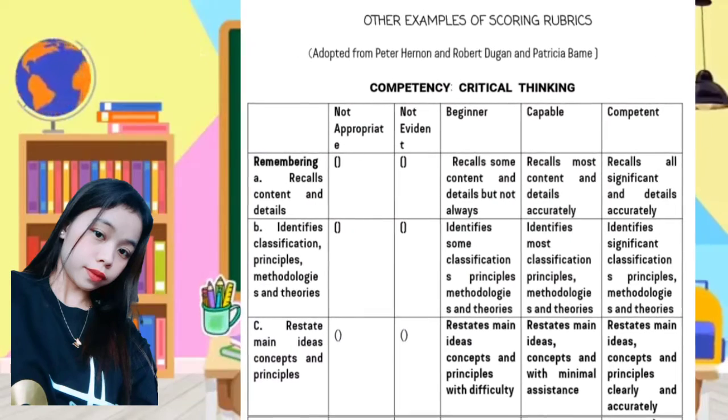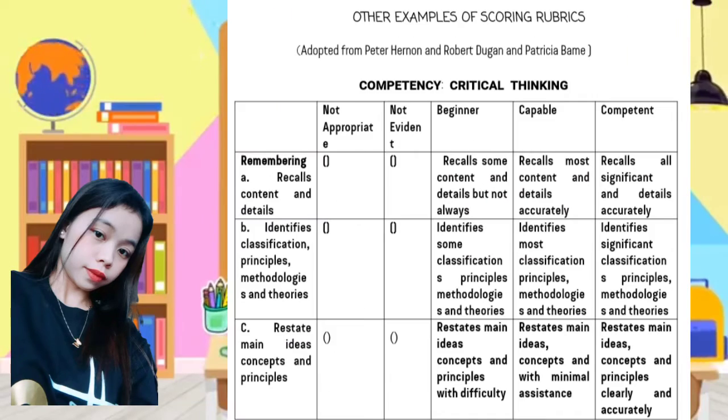So again, we have another example of scoring rubrics. So first is remembering. So recalls content and details. So recalls some content and details but not always. Recalls most content and details accurately. Recalls all significant content and details accurately.